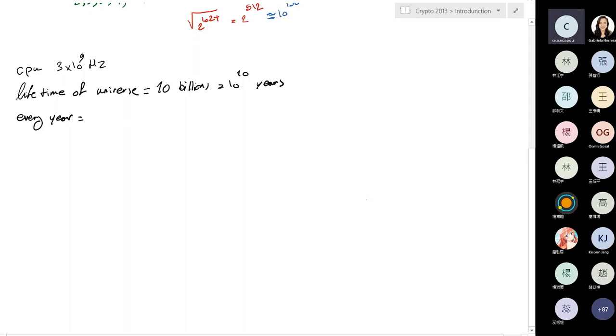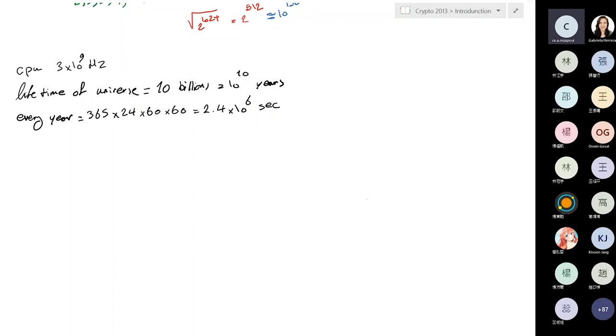In every year, we have 365 days times 24 hours times 60 minutes times 60 seconds. We would be able to have roughly 2.4 times 10 to the power 6 seconds, right? So this is the amount of seconds that we have in a year.